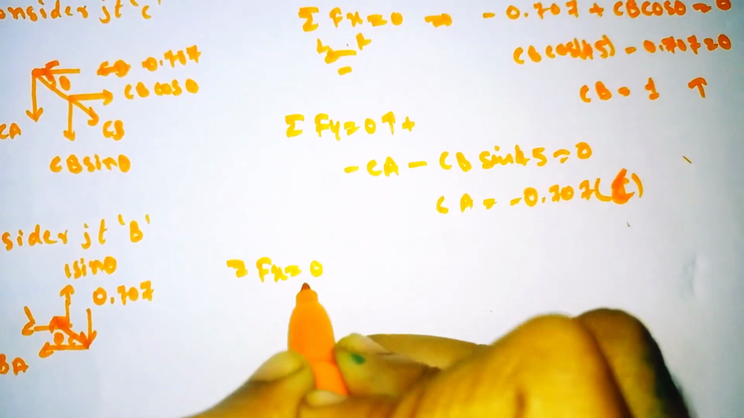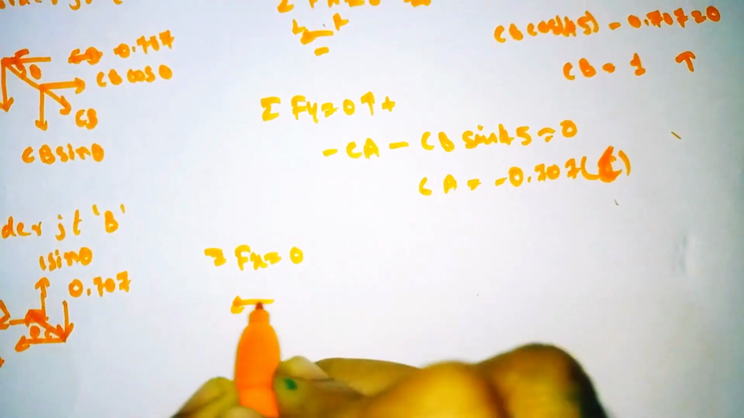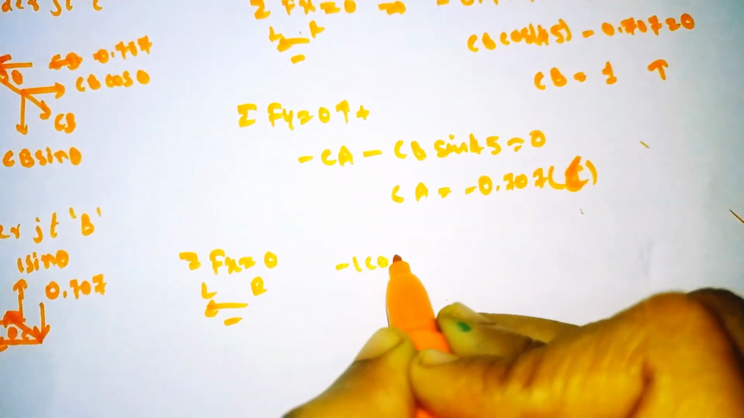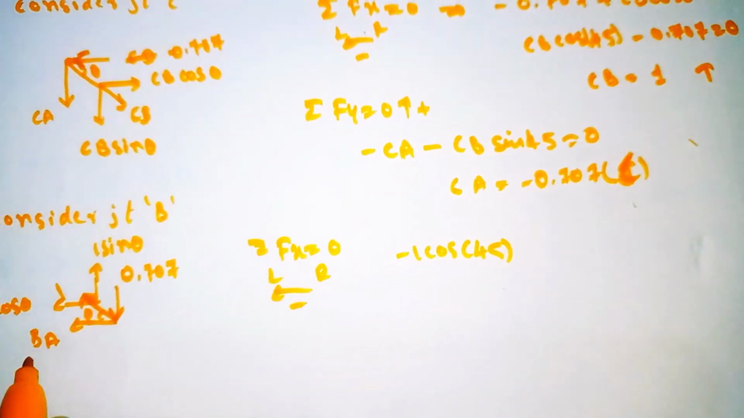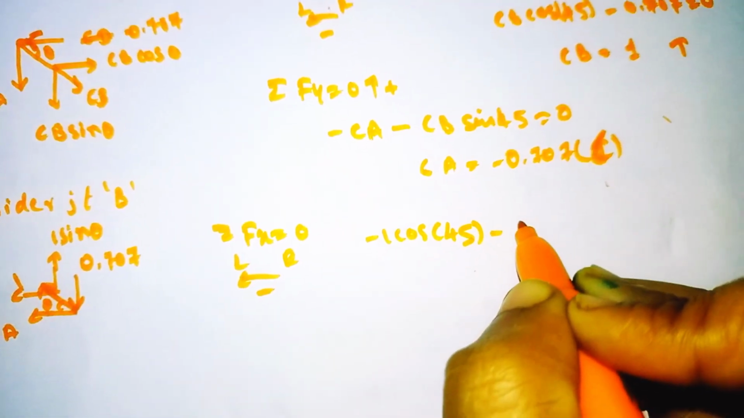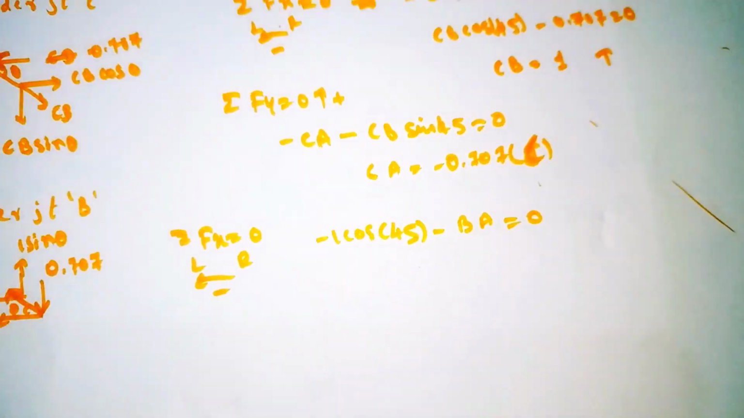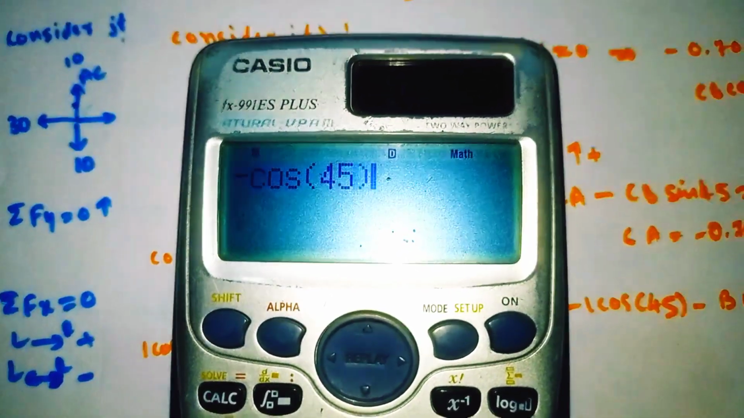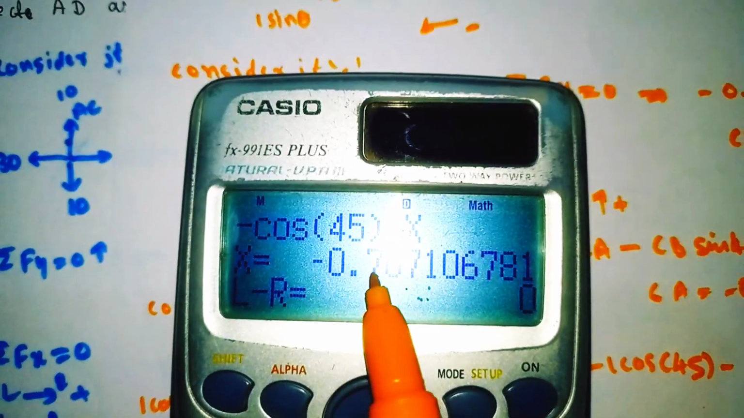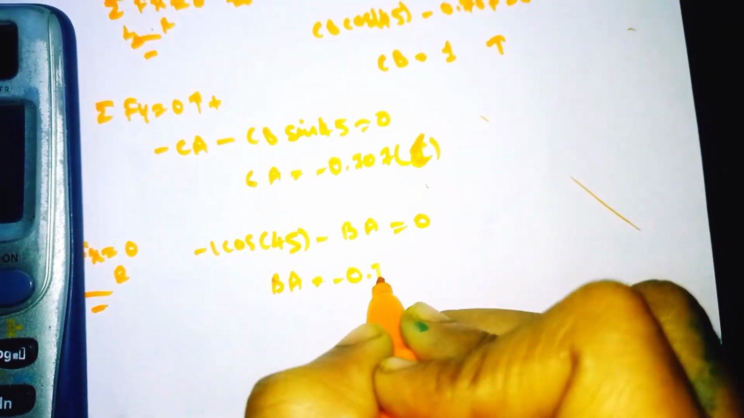So now solve it. Summation of all the horizontal forces is equal to 0. Here horizontal is 1 cos theta. It is moving from right to left, which means we need to take the negative. So minus 1 cos 45, and BA is also moving left to right, so negative. So this is minus cos 45 minus BA is equal to 0. Is there any horizontal force? No, only these two. So BA, our x, will come out as minus 0.707. Minus means compression. So BA is minus 0.707.